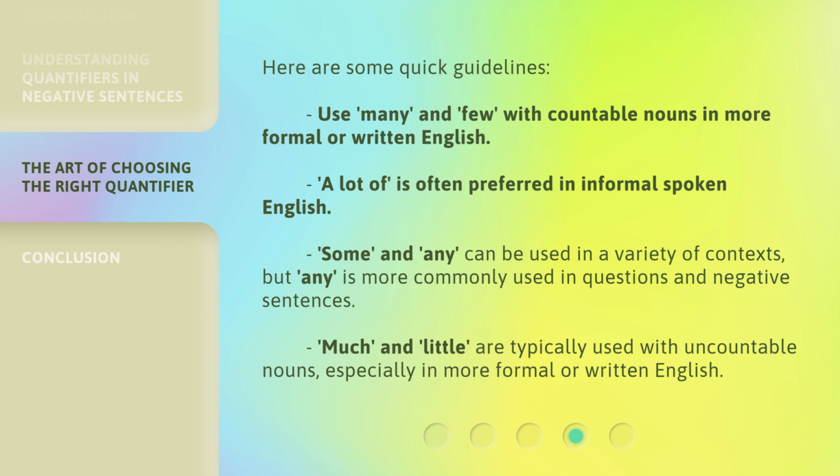Some and any can be used in a variety of contexts, but any is more commonly used in questions and negative sentences. Much and little are typically used with uncountable nouns, especially in more formal or written English.